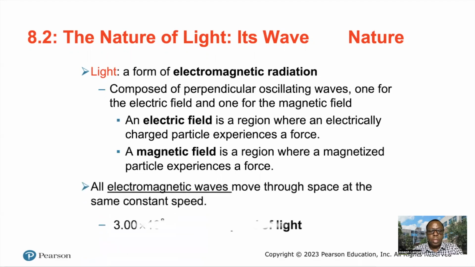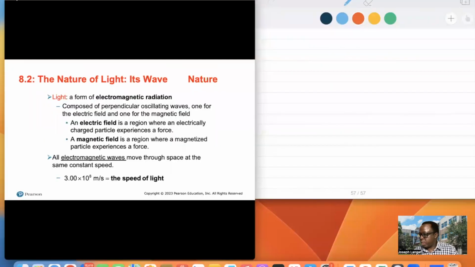Here is the speed of all electromagnetic radiation. They travel at a speed of 3.00 times 10 to the positive 8 meters per second. Please remember this. This is the speed of light in a vacuum. We can say speed of light, and we designate it using the letter c.